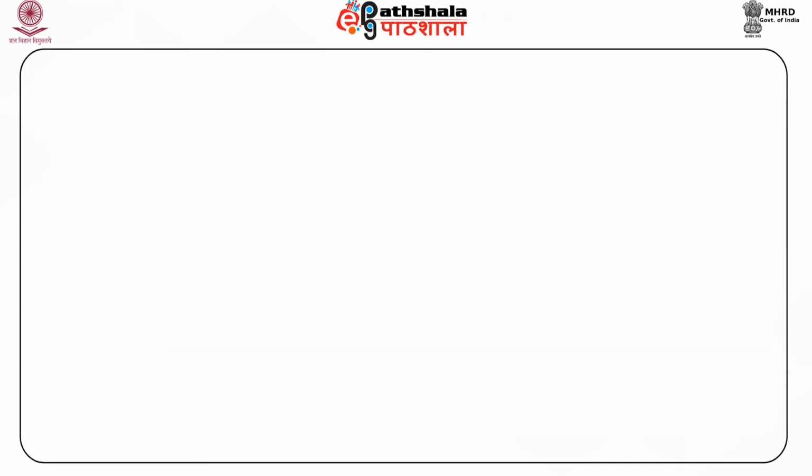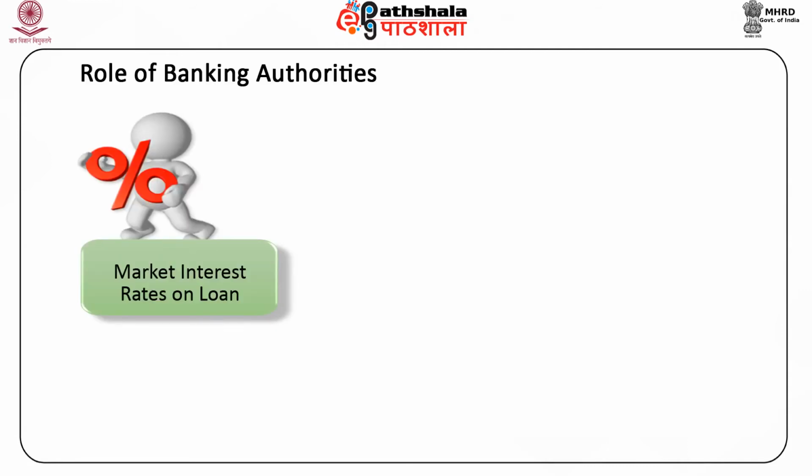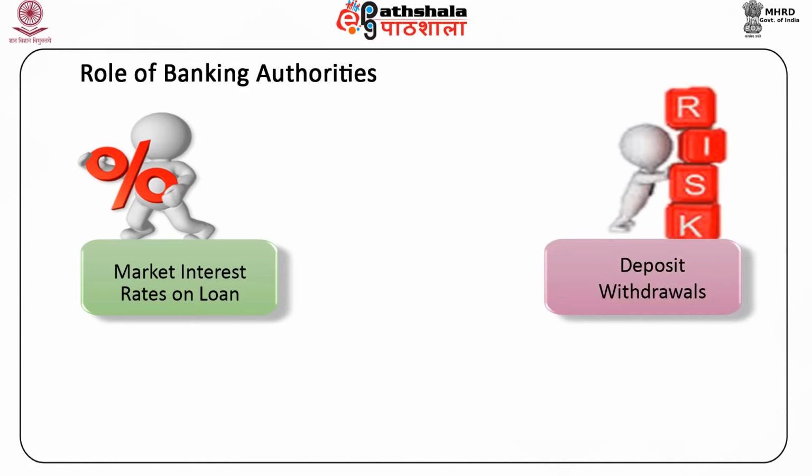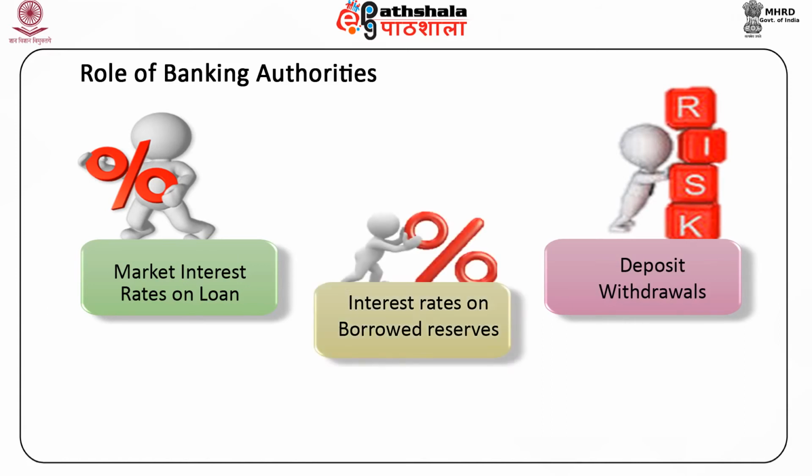And bank credit by its choice of the ratio of excess reserves to deposits, ED. The factors that might affect this choice are, first, market interest rates on loans. The market interest rate on loans influences the desired ratio of excess reserves to deposits because these interest rates are the opportunity cost of holding excess reserves. Second, risk of deposit withdrawals. Banks hold excess reserves mostly to deal with unexpected withdrawals. Third, interest rates on borrowed reserves. A bank in sudden need for reserves can avoid calling in loans by borrowing reserves from other banks in the call money market, or from the RBI through the discount facility.